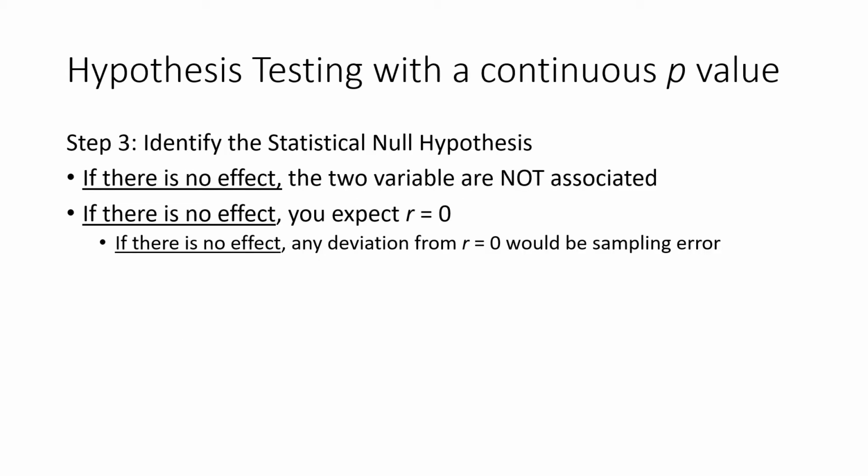Next step is to identify the statistical null hypothesis. And of course, if there is no effect, that would mean that the two variables are not associated with each other. And if there is no effect, that means you would expect an R close to 0. And then that would mean that if there is no effect, any deviation from an R of 0 would be due to sampling error.